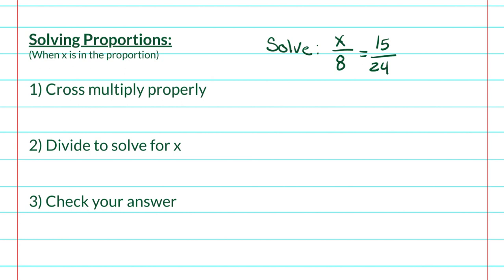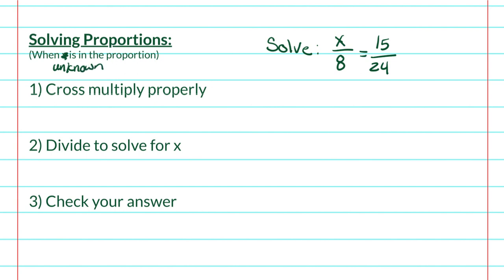Okay, solving proportions if I have a variable or an unknown. Right here I have X. You might have Y or N. It can be any letter. Any letter is a variable or unknown item that we're looking for. So when you solve proportions, when there is an X or an unknown in the proportion.